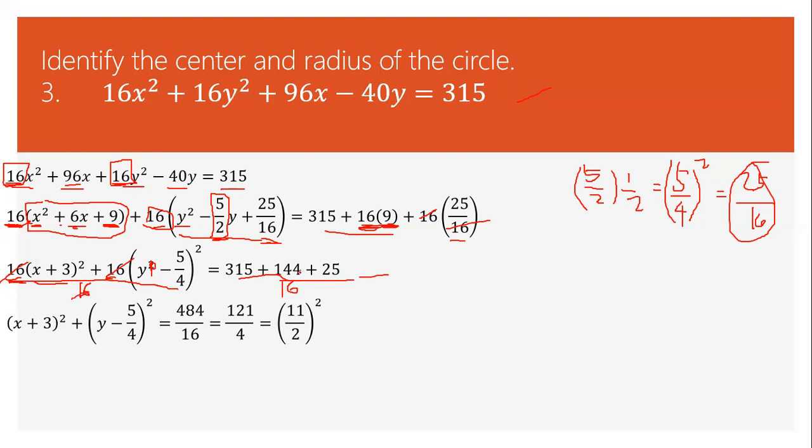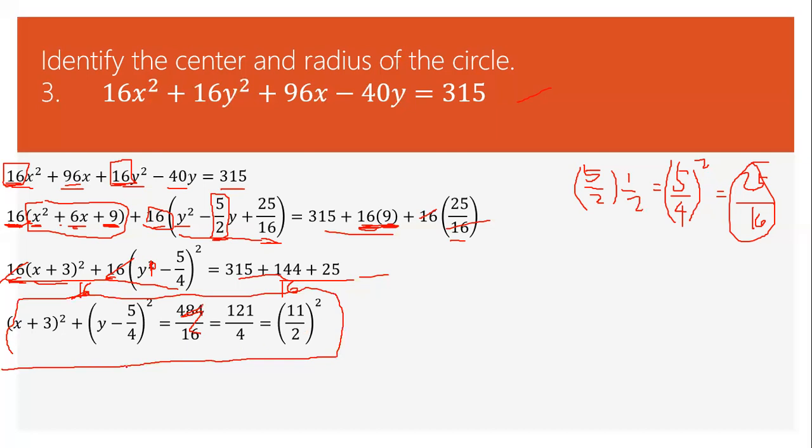So 315 plus 144 plus 25 is 484/16. So this is the standard equation: the quantity of x plus 3 squared plus the quantity of y minus 5/4 squared is equal to 484/16, or the simplified form, 121/4. That's equivalent to 11/2 quantity squared.